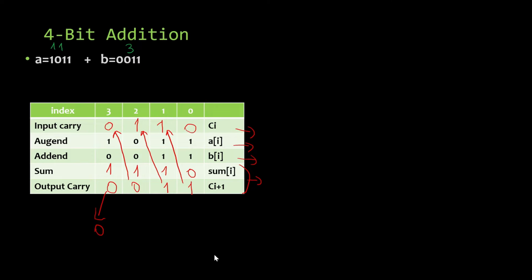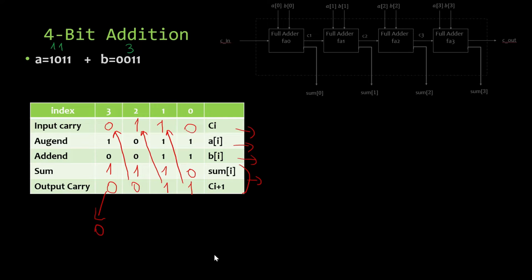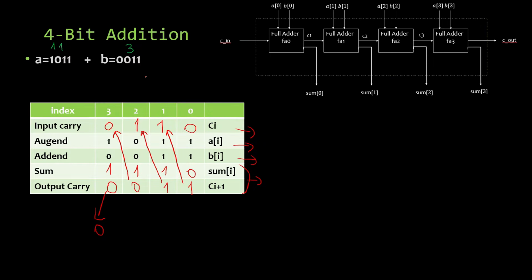Now let's see this in a diagram to understand better. Here you can see that initially our carry input is 0. So we can write it here. And A0 and B0 can be seen here. So we are going to write 1 and 1 here. And our sum is 0 and our carry is 1.